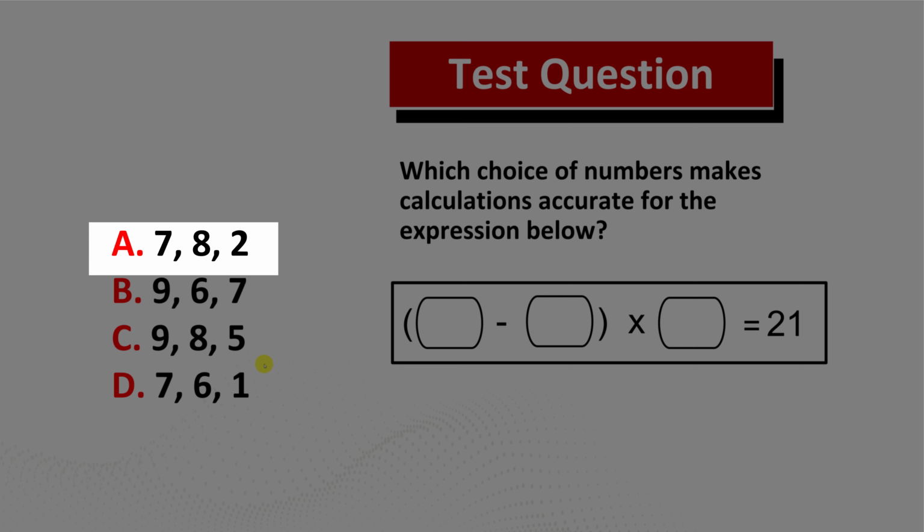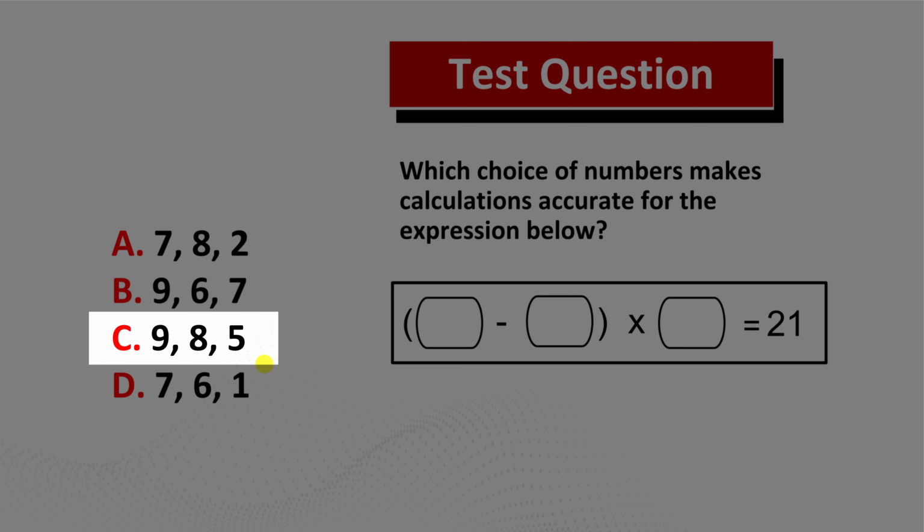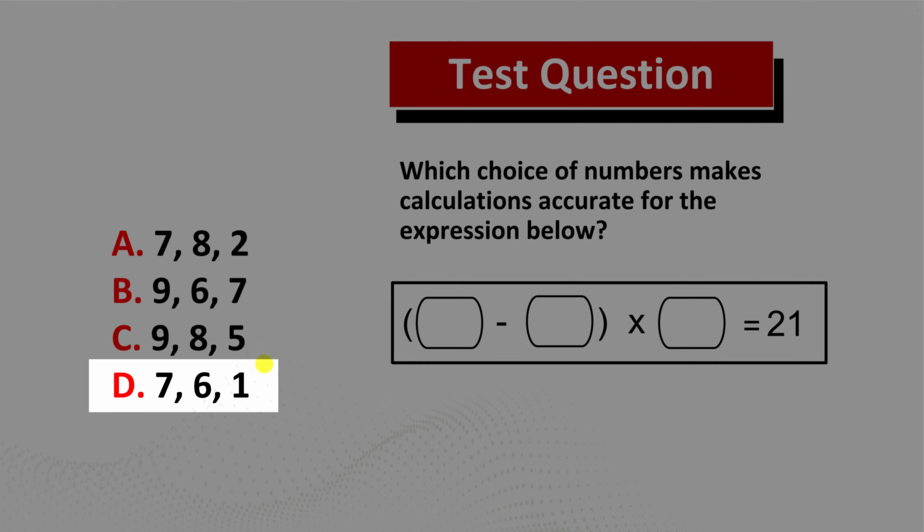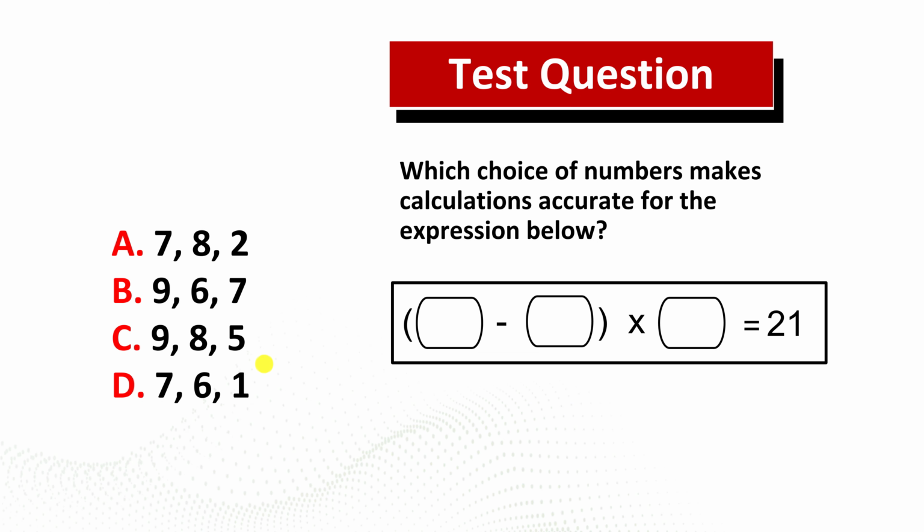Choice A, 782, choice B, 967, choice C, 985, or choice D, 761. Feel free to pause this video and try to solve it. And if you came up with the answer, feel free to post it in the comment section of this video and I'll give you my feedback.